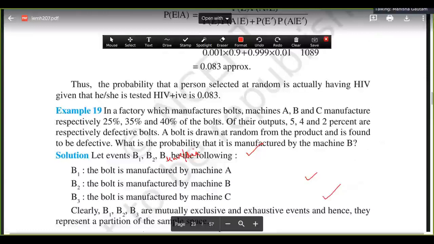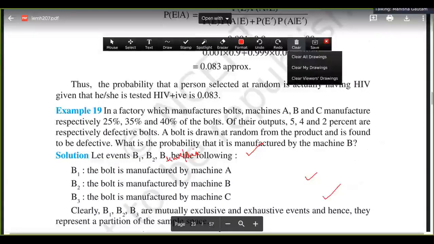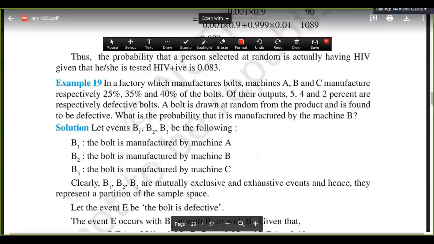The next question is related to manufacturing. In a factory which manufactures bolts, machines A, B, C manufacture respectively 25%, 35%, 40% of the bolts of their output. 5%, 4%, 2% are respectively defective bolts. A bolt is drawn at random from the product. It is found to be defective. What is the probability that it is manufactured by machine B? Defective, and manufactured by machine B.